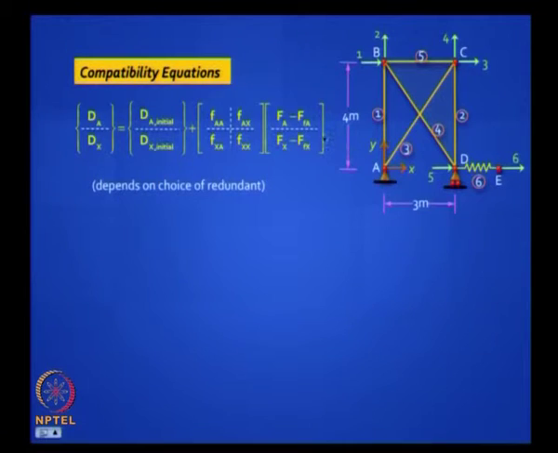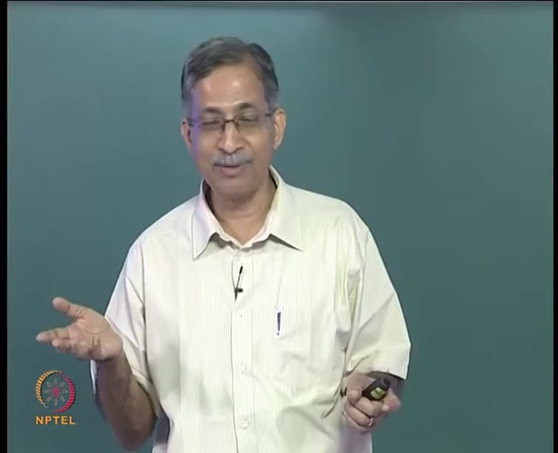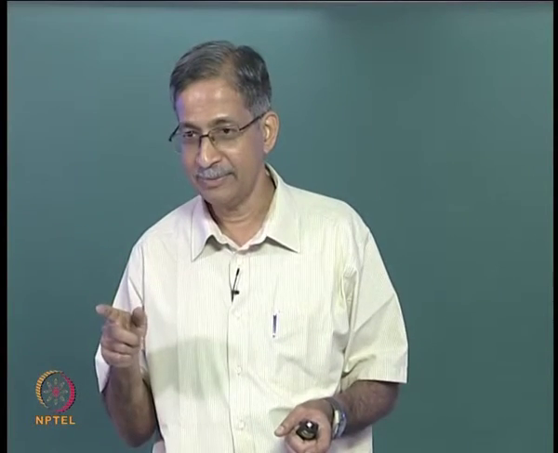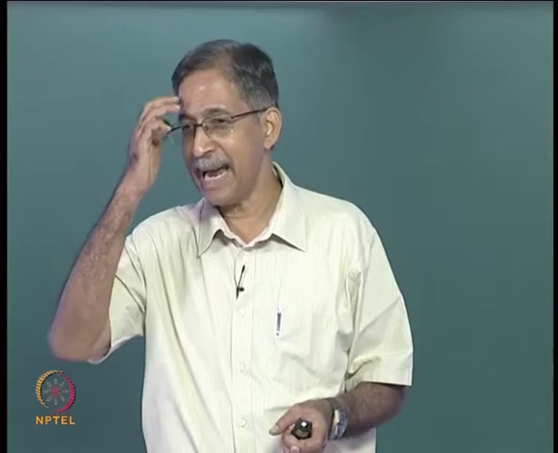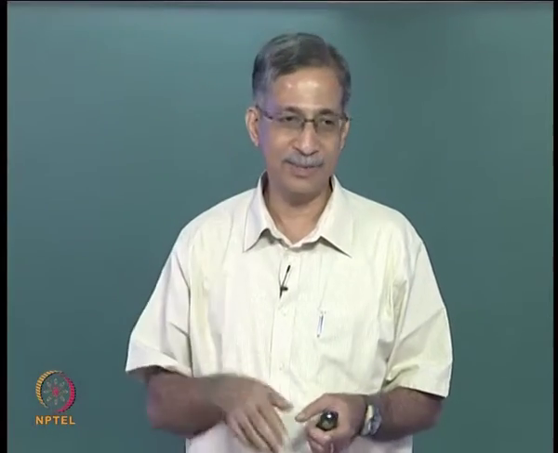Here the compatibility equations depended on the choice of the redundant, and your flexibility matrix was a little complicated, right. But the actual structure did not have a redundant, the redundant was something you chose for your convenience. So what about the actual flexibility matrix of the structure? What will be the size of that? 5 by 5. It will be 5 by 5. Can you find out what that matrix is from these values?